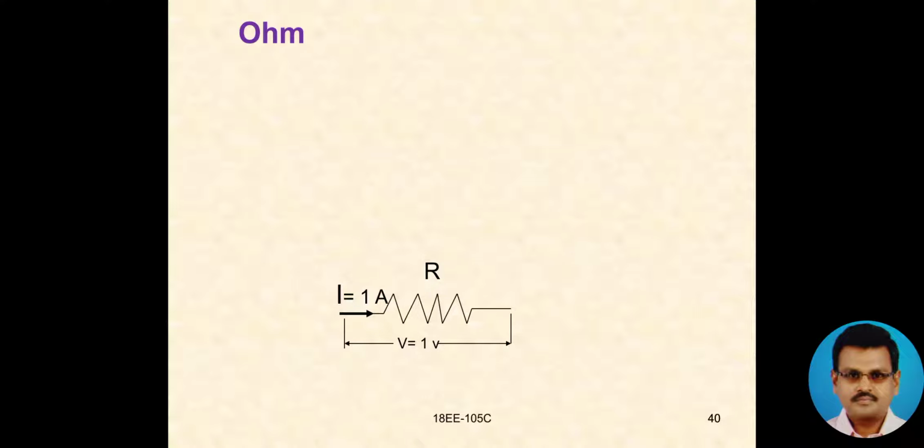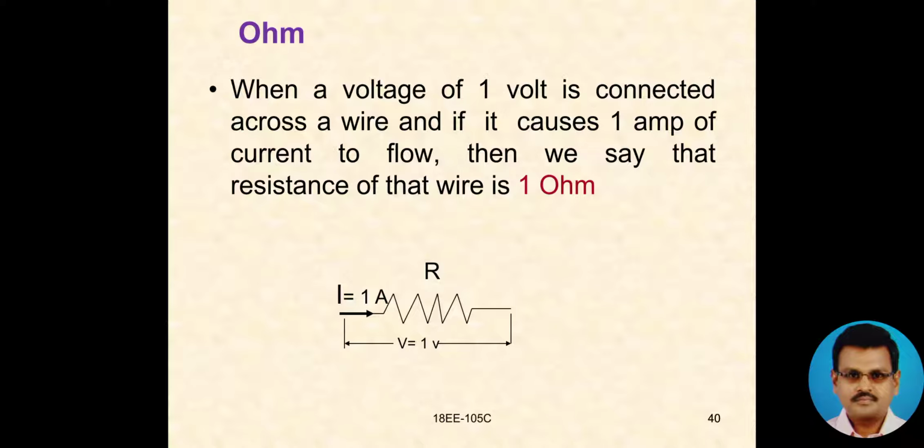Ohm. Ohm is the unit for the resistance. How is it defined? The resistance of a conductor is said to be 1 ohm when a voltage of 1 volt is connected across a wire, and it causes 1 ampere of current to flow. Then we can say the resistance of that wire is 1 ohm.